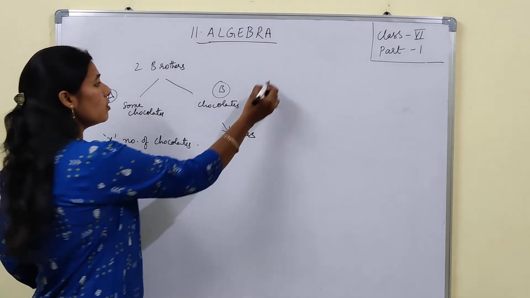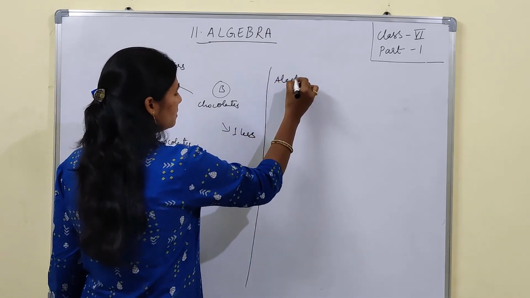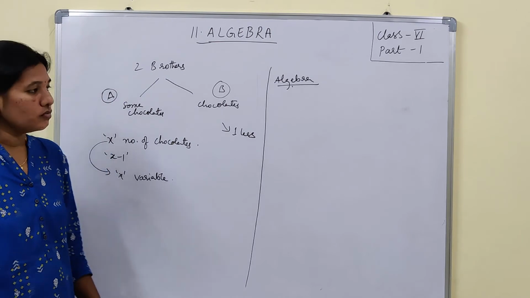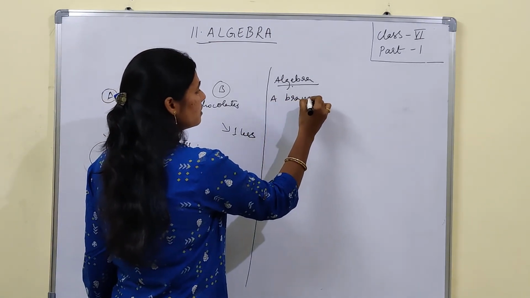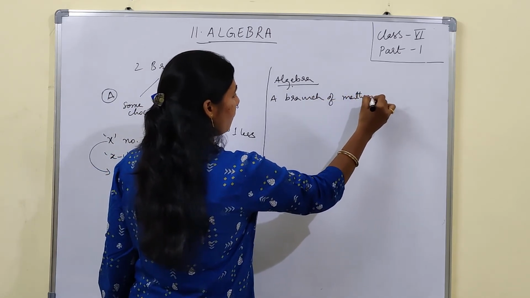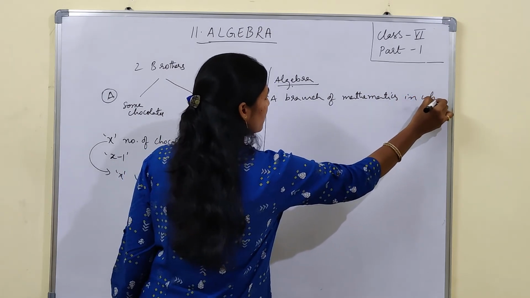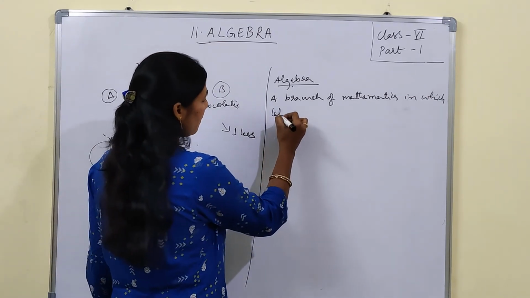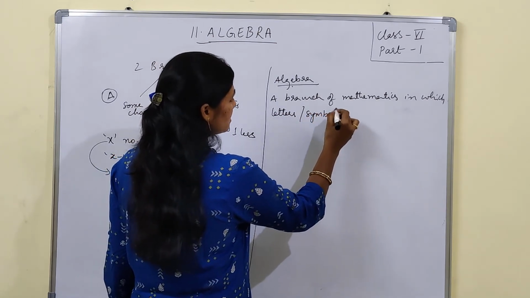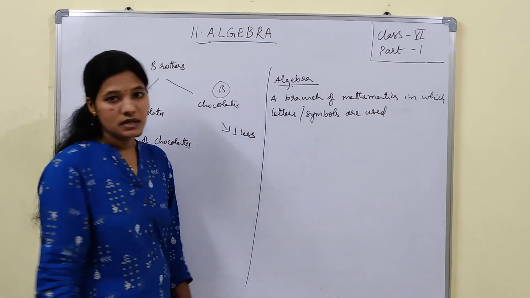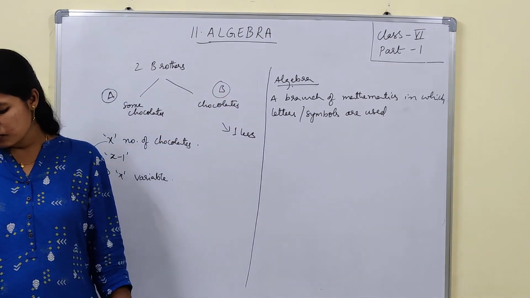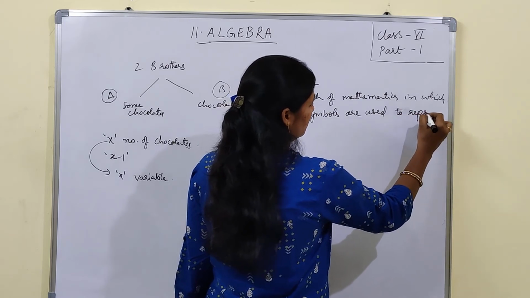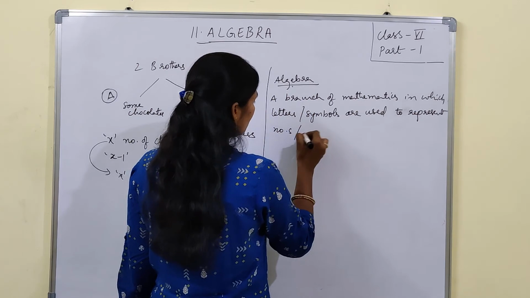Now we are going to see what algebra actually means. Algebra is a branch of mathematics in which variables are used, that is, letters or symbols are used to represent numbers or quantities.